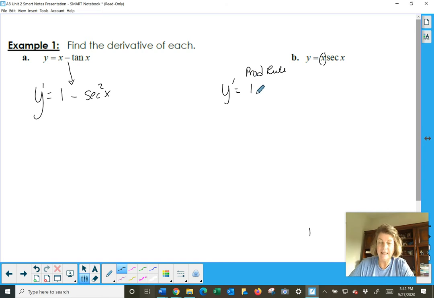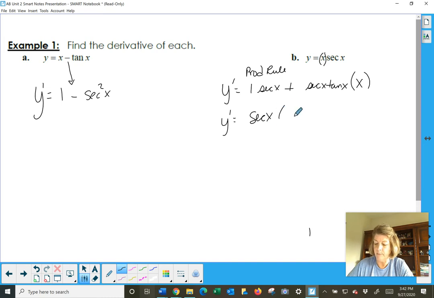So derivative of the first is 1 times secant x added with derivative of the second. Derivative of secant is secant x tangent x. Look at your table. And then it'll all be multiplied by x because that was the first. That's g prime f. What could we do? Oh, I see a secant x that's just begging to be GCF'd out front. So I get 1 plus tangent of x times x. I'm going to throw that other x up front. Then I don't have to use quite as many parentheses. That looks good to me.